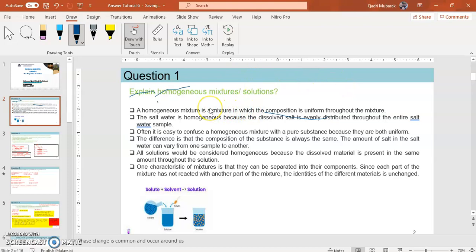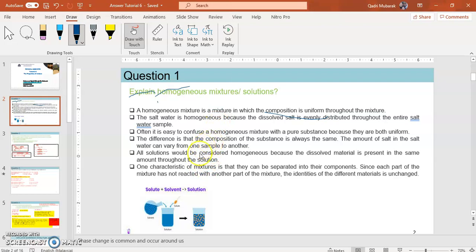So we can put an example here. For example, salt water is homogeneous because the dissolved salt is evenly distributed throughout the entire salt water sample. It's easy to confuse a homogeneous mixture with a pure substance because they are both uniform. The difference is that the composition of a pure substance is always the same. The amount of salt in the water can vary from one sample to another. So here is the additional information for you.